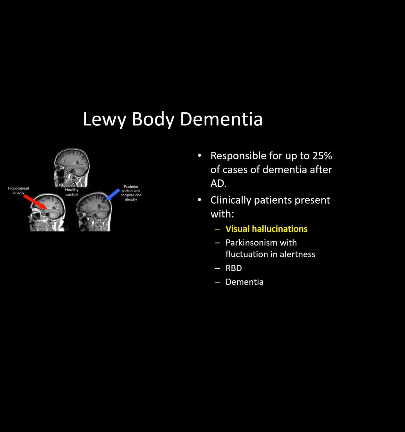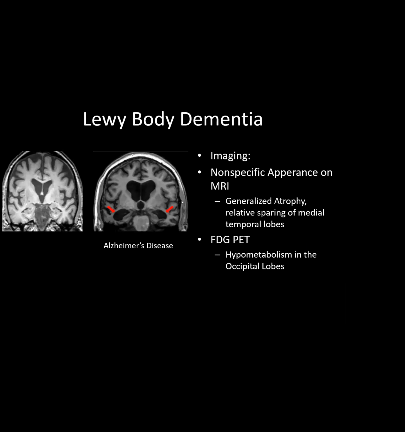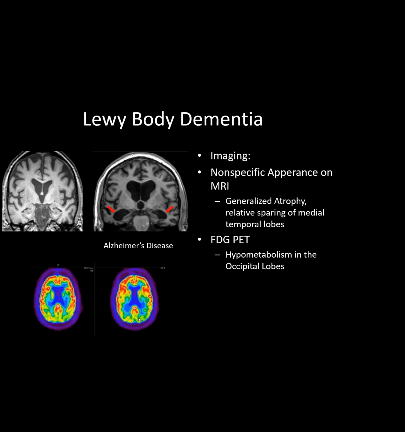So Lewy body dementia, I feel like there's a big clinical component to diagnosing this, and you can also use PET to diagnose it. It causes a number of different clinical findings, including visual hallucinations. Because of that, if you do a PET scan on someone with Lewy body dementia, you'll see occipital lobe hypermetabolism. That's typically what you're going to be looking for if you're able to get a PET scan on these patients.